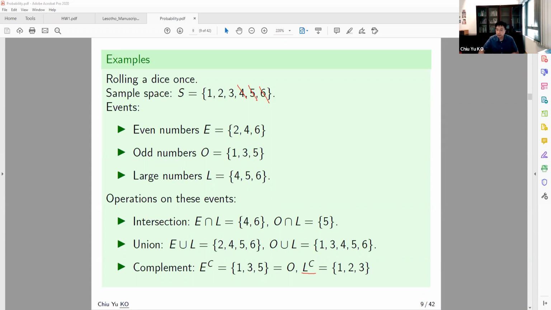Yes, complement is defined by the sample space. Usually it is defined relative to the sample space, but complement can also be relative to other things, which is more advanced. For most purposes, if you don't say anything, it is relative to the sample space. For our class purpose, and at the elementary level, it's always relative to the sample space. Is that okay? If there's no further question, we go to the next slide.